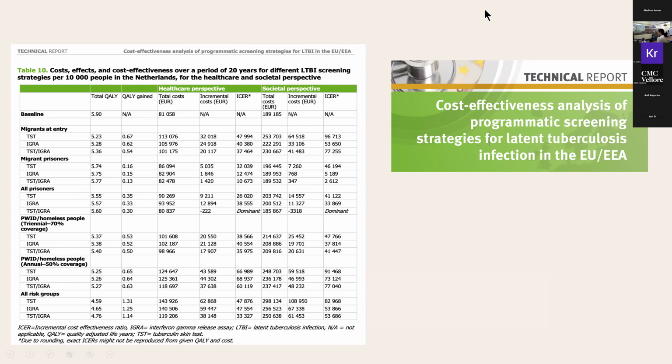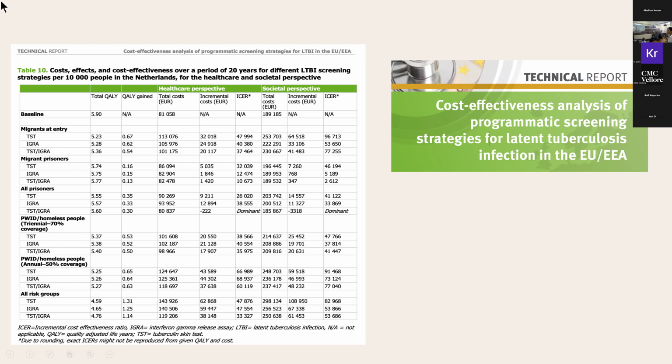Now I just want to show you another study. This is not this study. This is actually a cost effectiveness analysis of a pragmatic screening strategy for latent TB in the European Union. There, I want to highlight that they were looking at a much broader thing. They were not looking at IGRA alone. They were looking at the whole of latent TB management, and they have done their own cost effectiveness analysis. They have multiple subgroups.